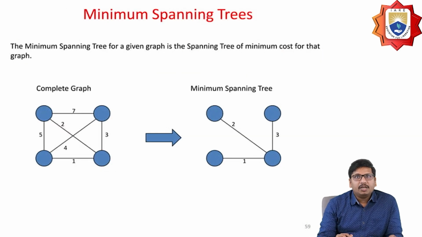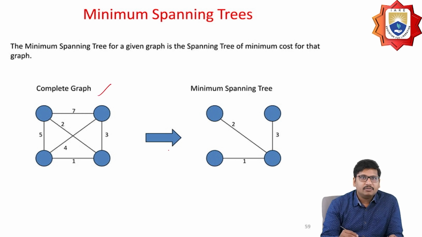The minimum spanning tree of the given graph is the spanning tree of the minimum cost for the graph. So if I have a graph with weights, the minimum spanning tree means that the sum of the weights of the tree should be minimum here.